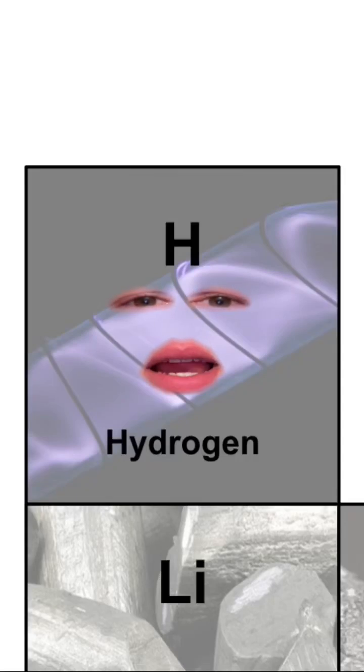Elements of the periodic table. Today we're going to talk about what possible binary compounds you can form with hydrogen. Let's start with the halogen family.